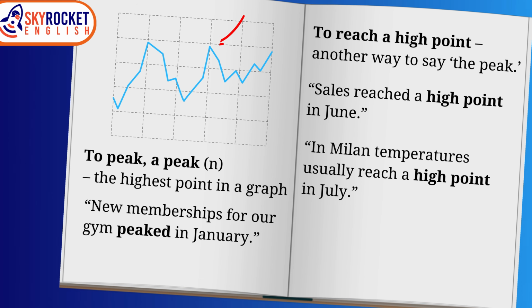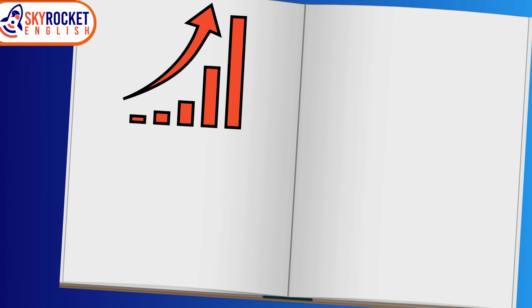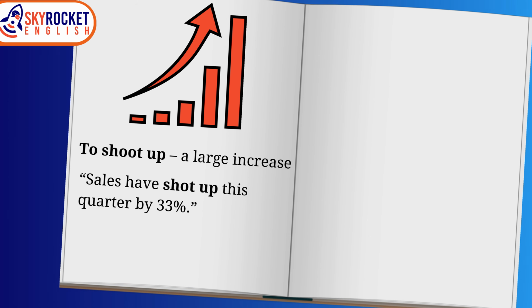More words. To express a large increase, native speakers use the phrasal verb to shoot up. Remember, shoot is an irregular verb. The past and participle is shot up. For example, sales have shot up this quarter by 33%. Or, food prices shot up last year. To shoot up.